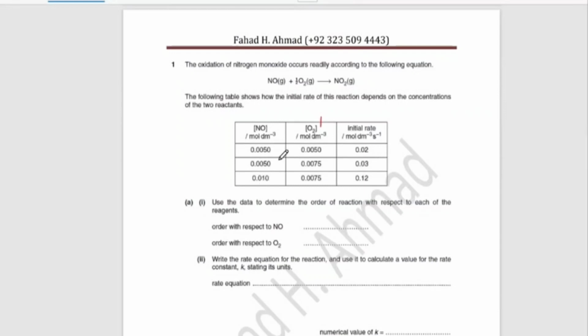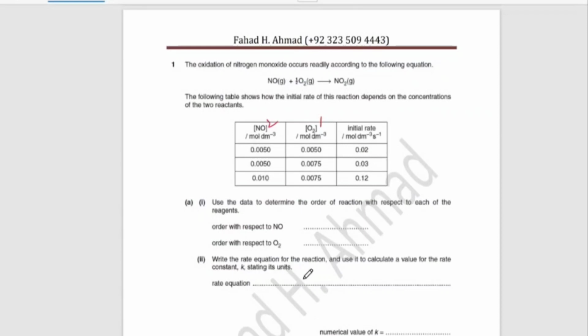और 2 और 3 को compare कर लो. 2 और 3 में this remains constant, so this is doubled. NO is doubled. तो वहां पे क्या हो गया? 4 times. 3 से 12, that's 4 times. Double करोगे, that's 4 times. So that's what? Order 2. ठीक है.